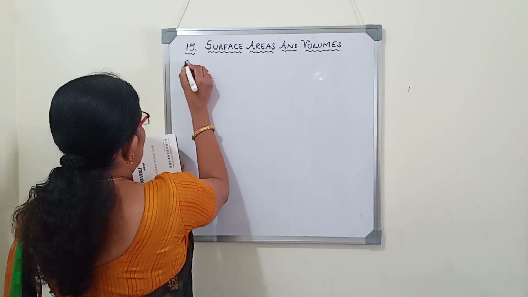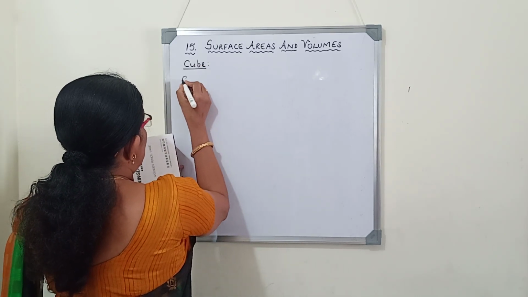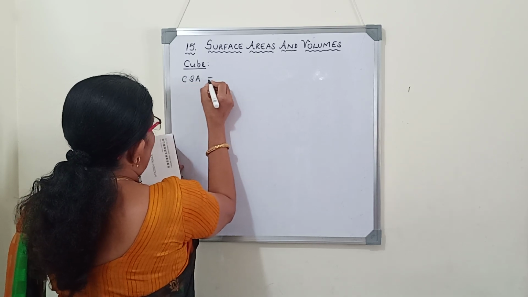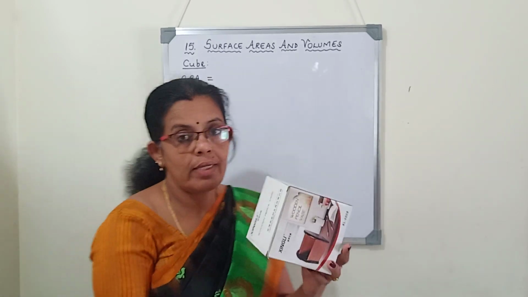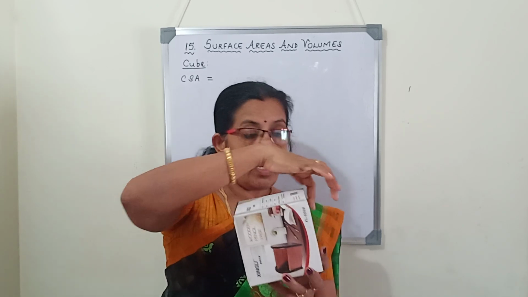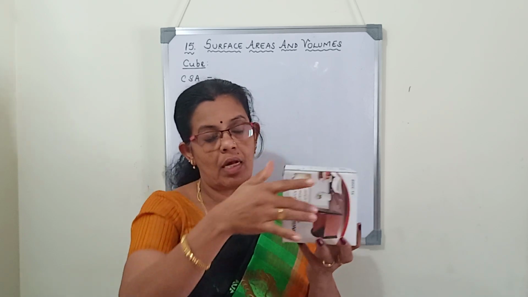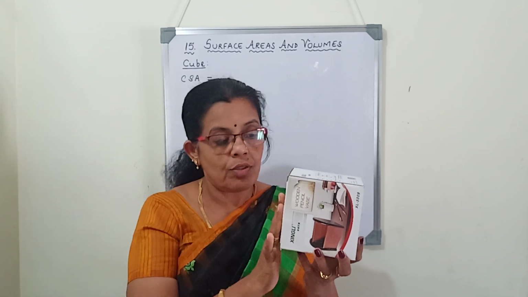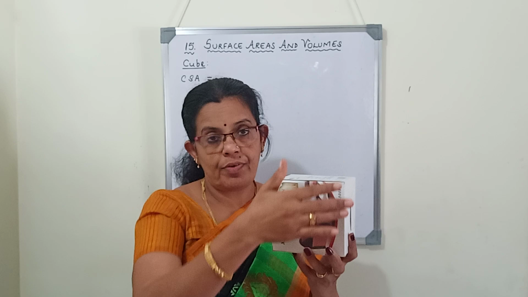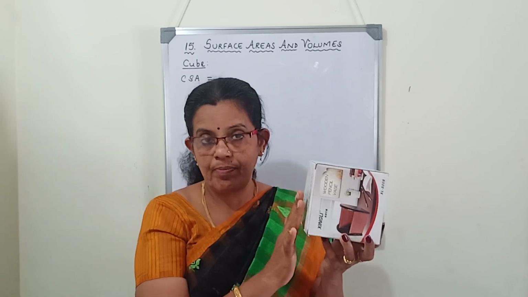CSA of a cube. To find the lateral surface area or the curved surface area, we know that there are 4 lateral surfaces or curved surfaces. These side surfaces are called curved surfaces. As we know, all the surfaces are in the shape of a square, and the area of a square is side squared.